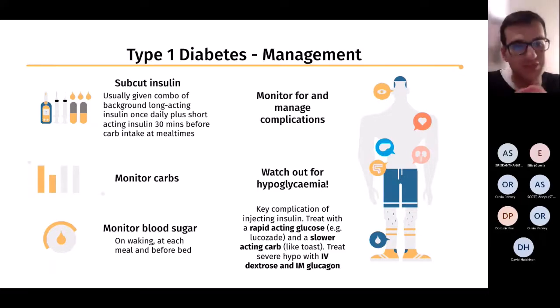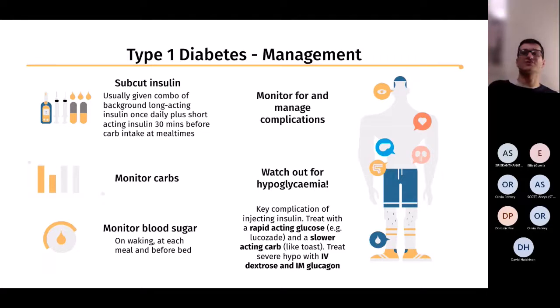carbohydrates. You need to monitor those carbs, and monitor the blood sugar when you wake up, at each meal and before bed, because those are the key times when you need to know your blood sugar, because it can influence the amount of insulin that you take. And then you also need to monitor for those complications to do with prolonged high blood glucose, which we'll talk about last slide.